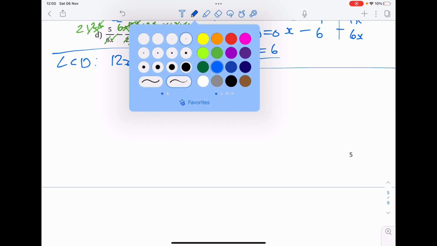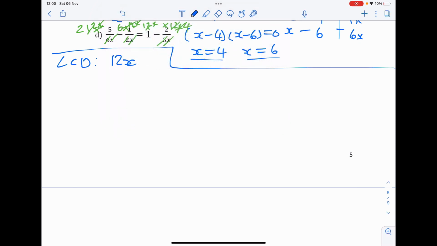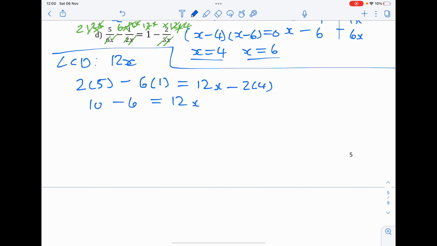That's a bit messy, but you should be left with 2 times 5 minus 6. I'm just double checking that. Yes, minus 6, because there's a 1 at the top. It's minus 6 times 1. Equals 1 times 12x is 12x minus 2 times 4. So 10 minus 6 equals 12x minus 8. Bring the x's to the one side, numbers to the other.